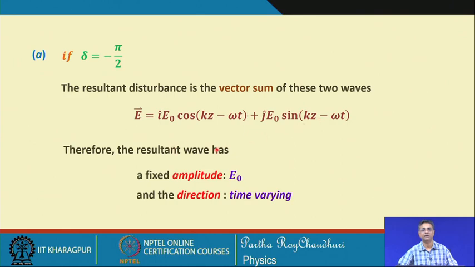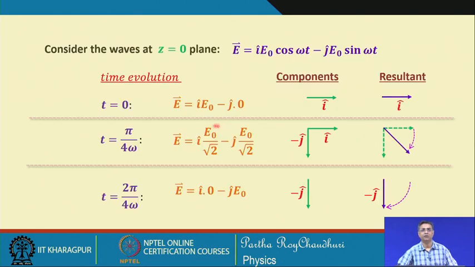Therefore, the resultant wave, if I add these two waves, i E0 and j E0, one is sine, another is cosine, then it will have a fixed amplitude. I just have to square the amplitudes and add, and it will be time varying, because you cannot directly add them; you have to look at the phase at various times and along various z.